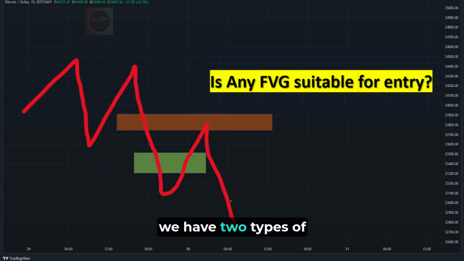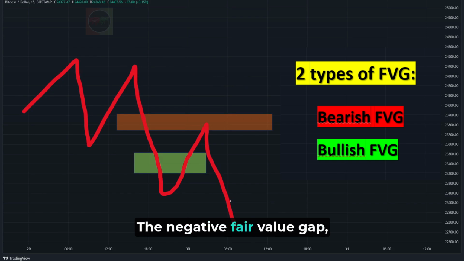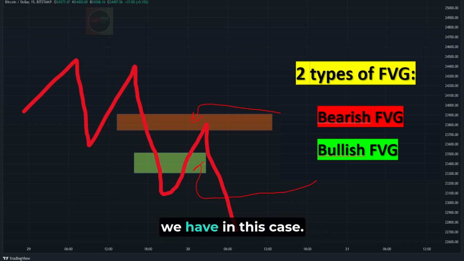So we have two types of fair value gaps. The negative fair value gap, also known as the bearish fair value gap or the declining fair value gap, in this case this one. And we have the positive one, also known as the bullish fair value gap. This is the fair value gap we have in this case.